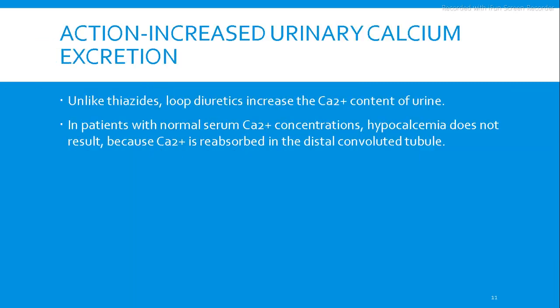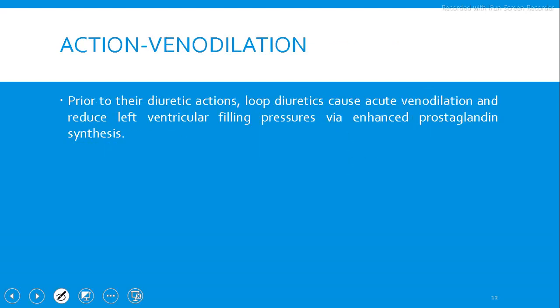Next, there is increased urinary calcium excretion because of the loop diuretic. Unlike thiazides, the loop diuretics increase the calcium content of the urine. In patients with normal serum calcium concentration, hypocalcemia does not result. Why? Because the calcium is reabsorbed in the distal convoluted tubule in such persons. Okay, so the next action we get is venodilation.